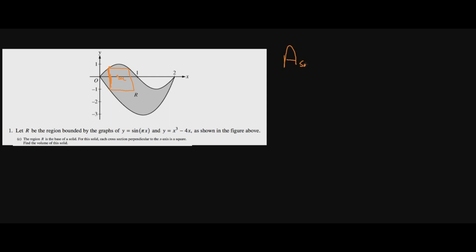Well, we know the area of a square is L squared, length times length, because these sides are the same. So our job is to find the length. Well, it's just top curve minus bottom curve. Top curve minus bottom curve. Boom. And that is going to be my length. And so now I just do the integral and I'll set it up.